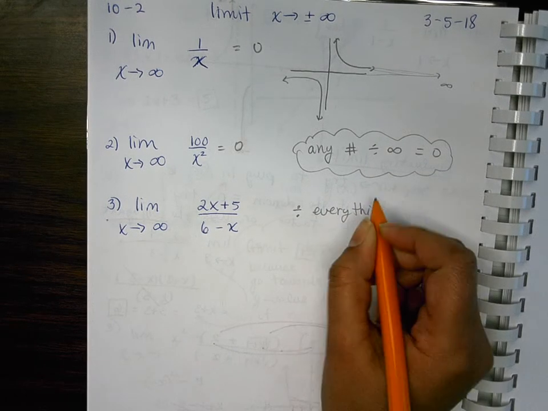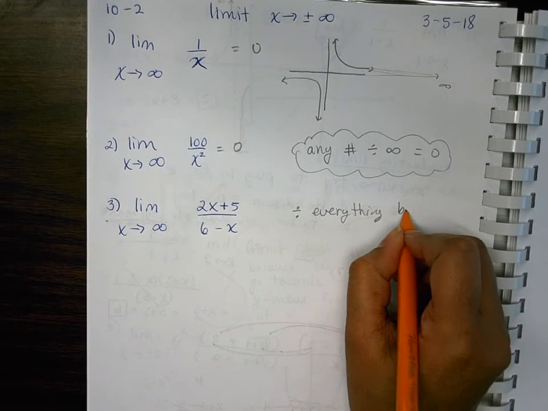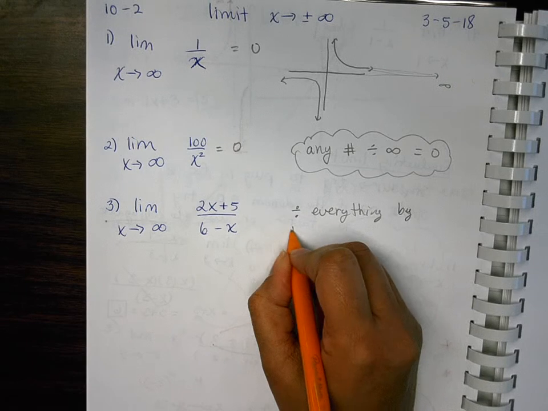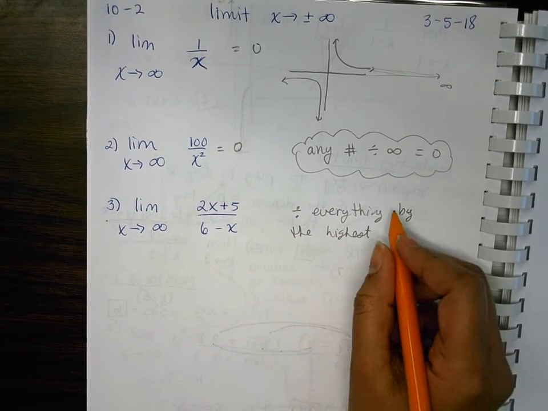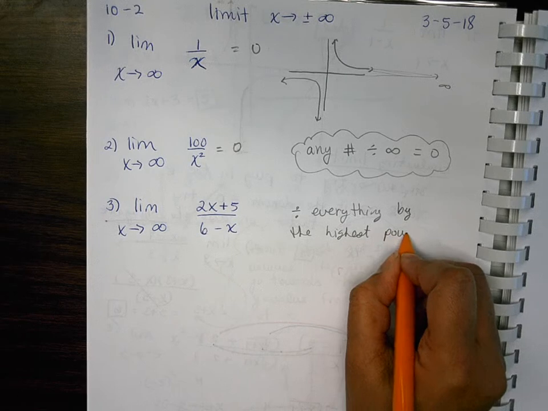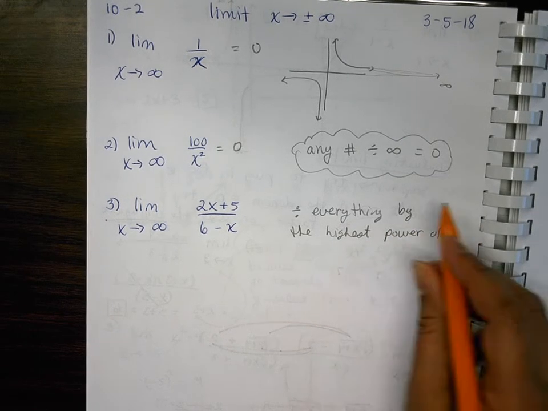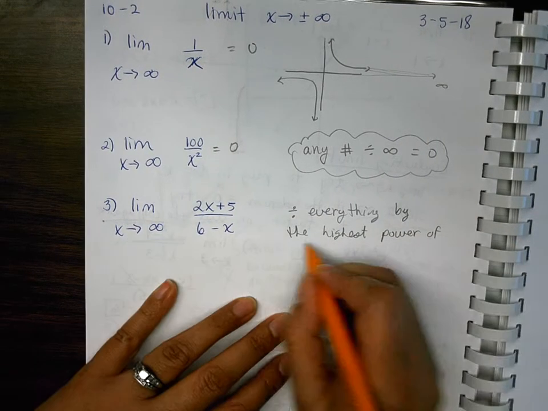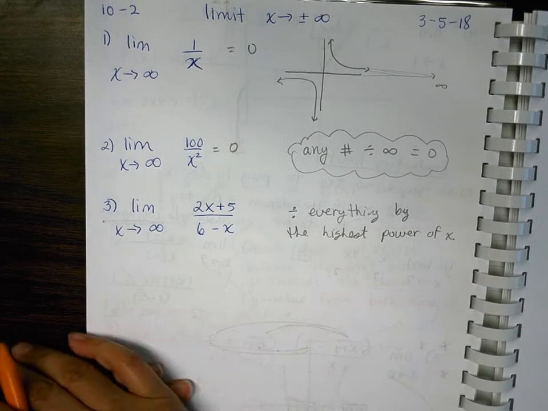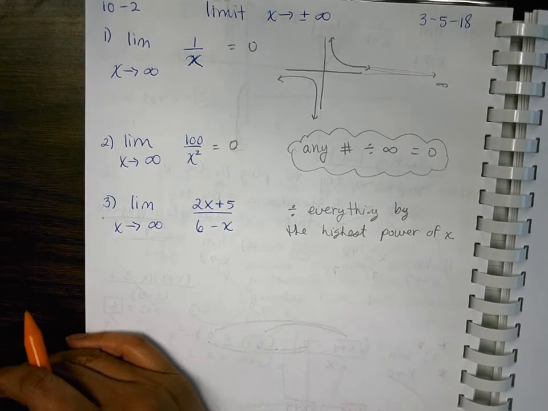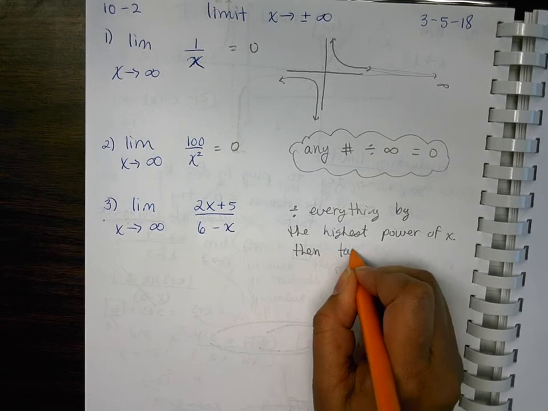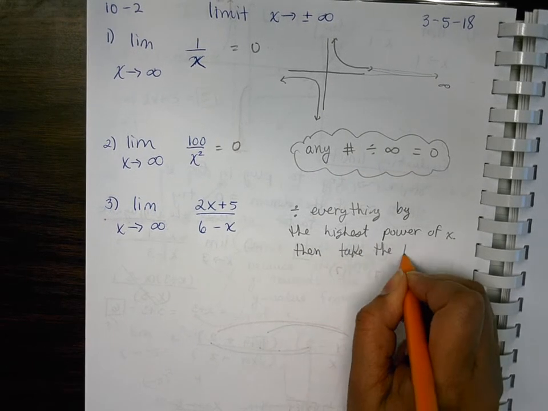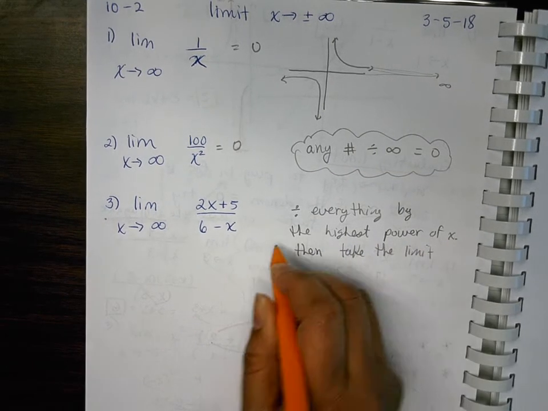Yes? Okay, we're going to divide everything by the highest power of x. Divide everything by the highest power of x, then take the limit.